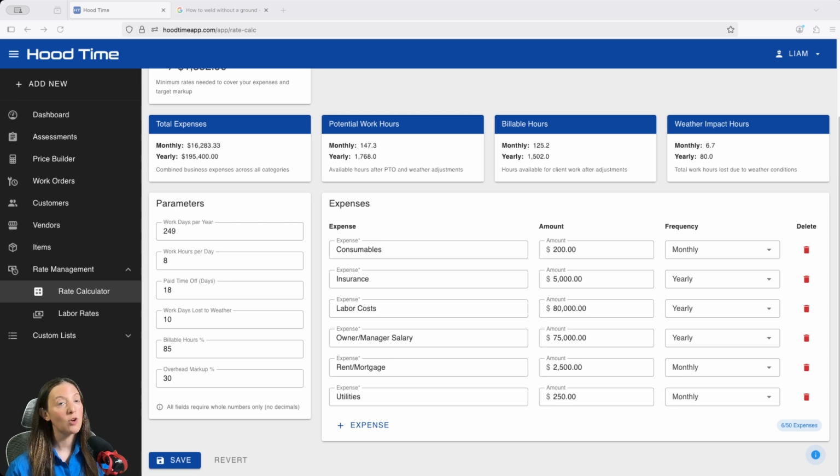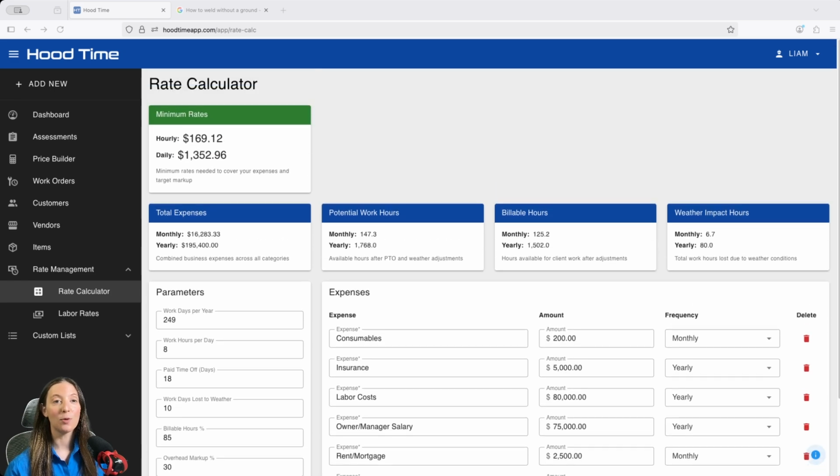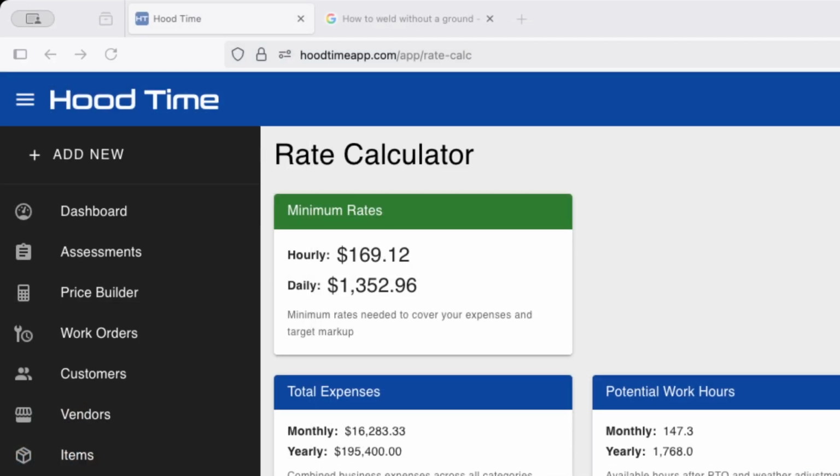On the right, we track all business expenses with their frequencies. Everything calculates in real time as we make changes. However, you do have to save your changes in the bottom left corner for them to be permanent. What we're building toward is this number at the top, your minimum hourly rate. This isn't your market rate or competitive rate. This is your survival threshold.